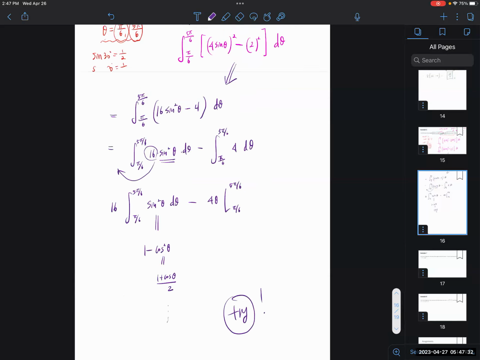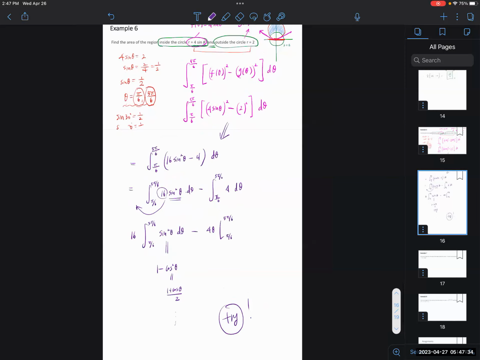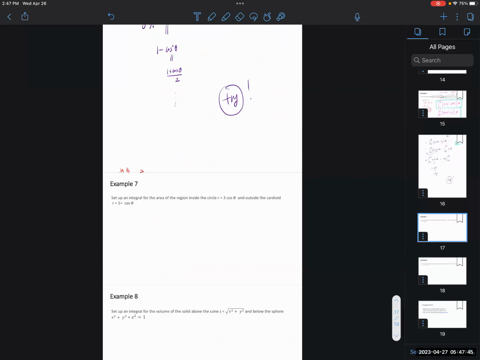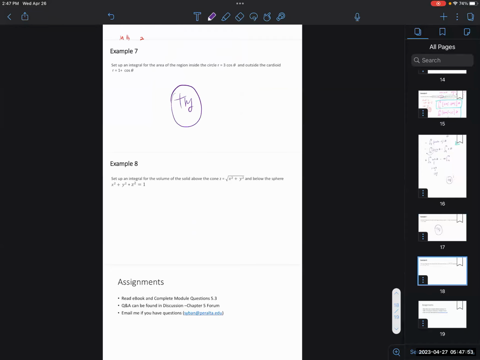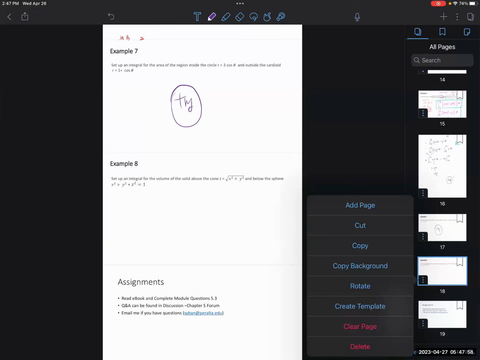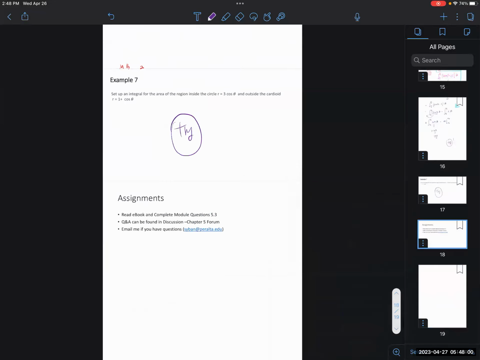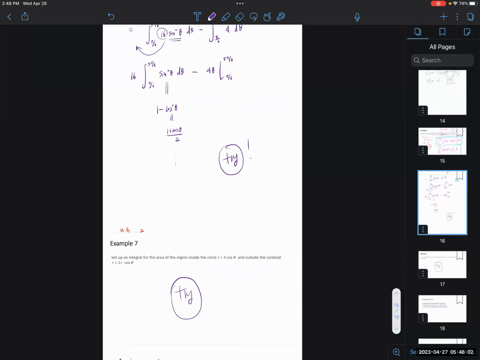Try it. If you understand how to set up this part, the calculation is not going to be a big deal. So try this one, and the same thing, it's subtraction from something minus something. The last example, example 8, we can skip because it has 3 variables, so I'm not going to do that one. Don't worry. Anyway, that's all about 5.3.